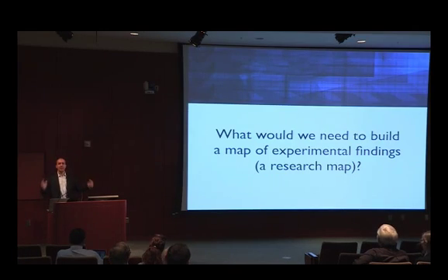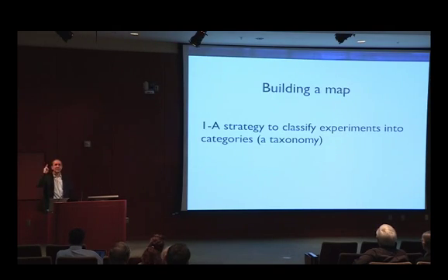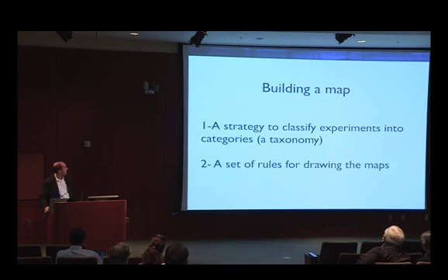So, okay, maps. What is it that we need to build a map? In building a map, you need at least two different types of things. You need a strategy to classify experiments, right? Because this is what we want to map. We want to map experimental findings. And the other thing that you need is a set of rules for drawing those maps, right? So you have to figure out what is it that you're going to map and then how you're going to map it. And that's what I'm going to tell you next.